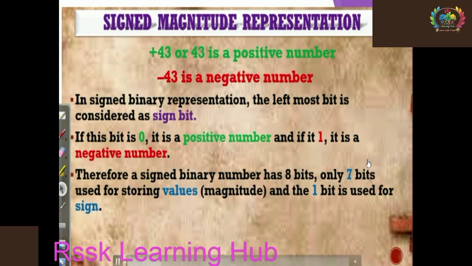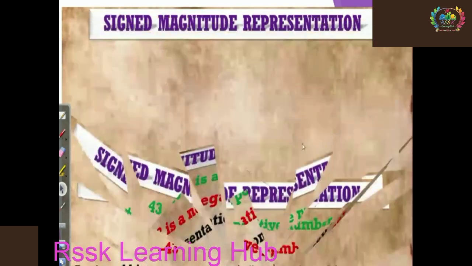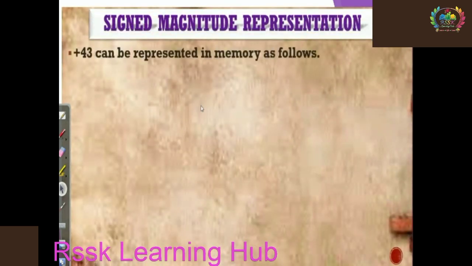So 7 bits you are going to use to store the value, and the remaining one indicates the sign, whether the number is positive or negative. So for positive, what sign will come? It should be represented with 0. If it is 1, it is a negative number. Clear? So one thing to keep in mind for sign magnitude representation is, if the number is positive, it will be denoted with plus or no sign before that number. If it is negative, a minus sign will be given to it.